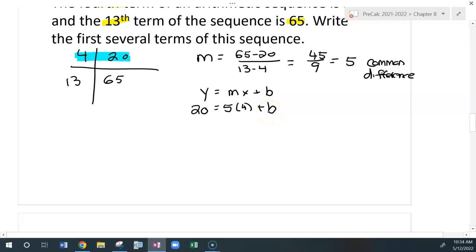So that means that in this expression, I only have one variable, so I can solve for b. 20 equals 20 plus b. Subtract 20 from both sides. b is going to equal 0. So that's my first term.